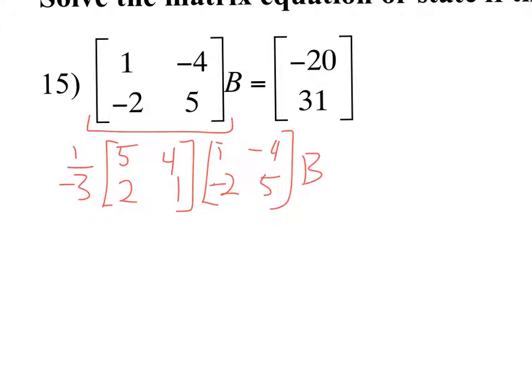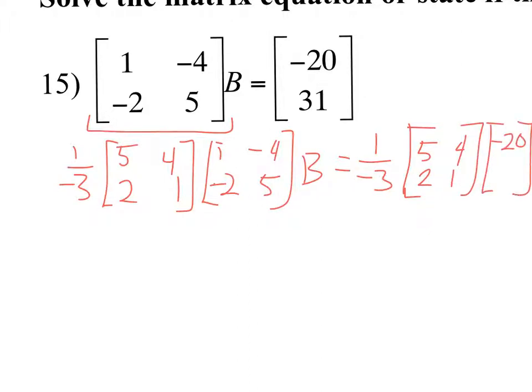We got b, and then on the other side we got 1 over negative 3, and then we've got this inverse guy, 5, 4, 2, 1, multiplied by negative 20 and 31. This is the part that I would be okay if you wanted to use technology on, but know that on the left side, all of this stuff cancels out to b, because a matrix multiplied by its inverse is equal to the identity. And on the right side, we got 1 over negative 3.